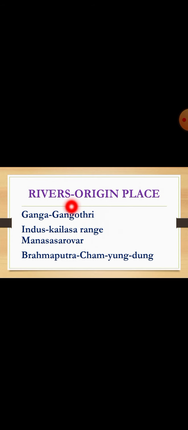Let's see here, rivers and their places of origin. Ganga originates from the Gangotri glacier. Indus originates from the Kailasa range near Manasa Sarovar. Brahmaputra river originates from the Chemayungdung glacier. So the Indus river originates from the west part of Manasa Sarovar and the Brahmaputra river originates from the east part of Manasa Sarovar. Indus Plain. So this map explains the Indus Plain.